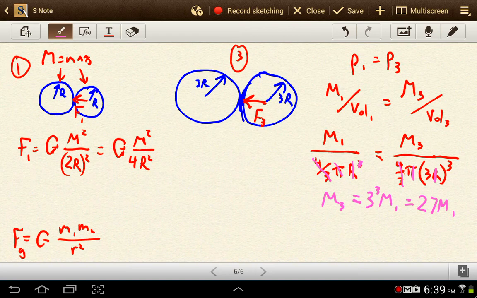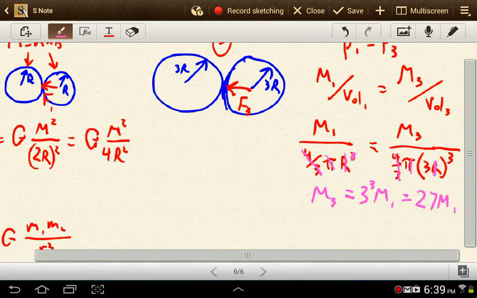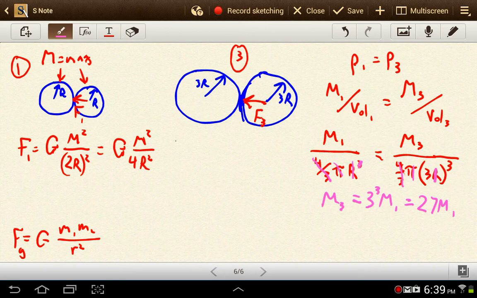Now we can just plug in for our situation 3. F3 equals big G times these M3s, which is 27 M1, squared, divided by the distance between the centers, which is 3R to get to here and then another 3R over here. So that's 6R, squared.